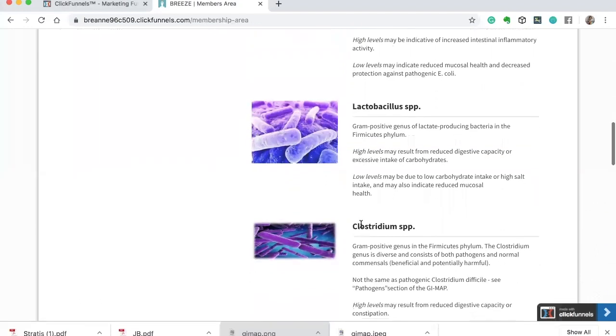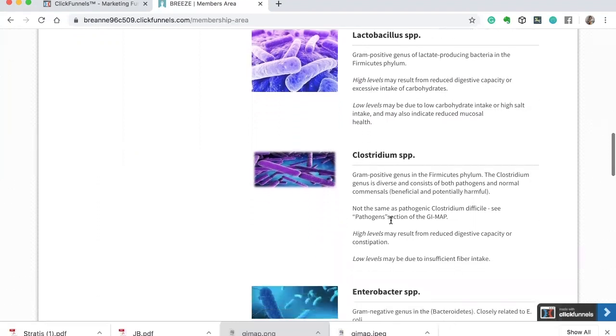Lactobacillus, this one that is commonly found in probiotics. It's a bacteria in the Firmicutes phylum. High levels may result from reduced digestive capacity, so considering digestive enzymes or protein HCl, looking at the elastase marker, or excessive intake of carbohydrates, so seeing what their diet is like. In addition, the low levels could indicate that they just have a low carbohydrate diet or a high salt diet, or it could indicate mucosal health. So a history of the patient to understand what their dietary habits are. Are they on keto? Are they on standard North American diet? Could contribute to this Lactobacillus growth or lack of.